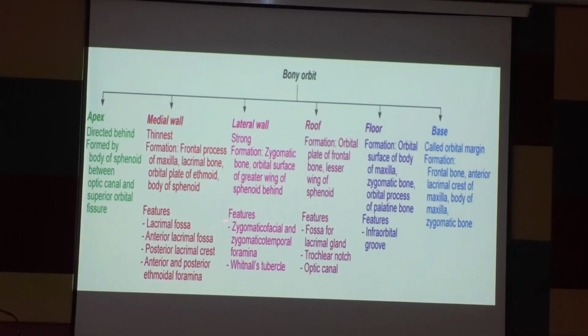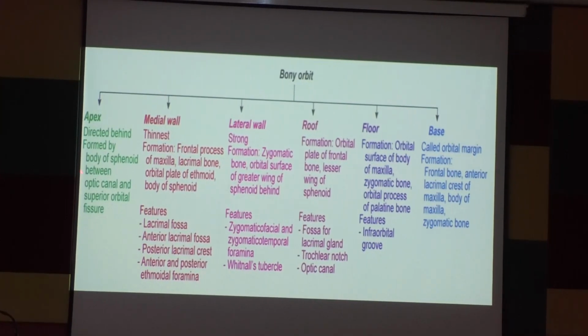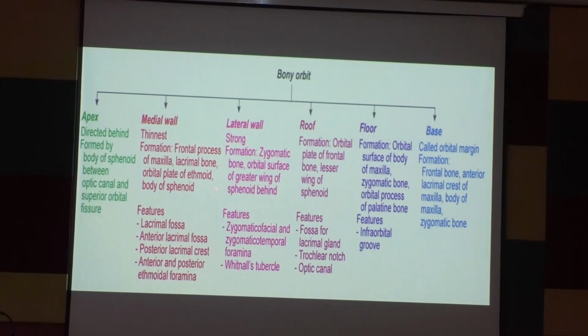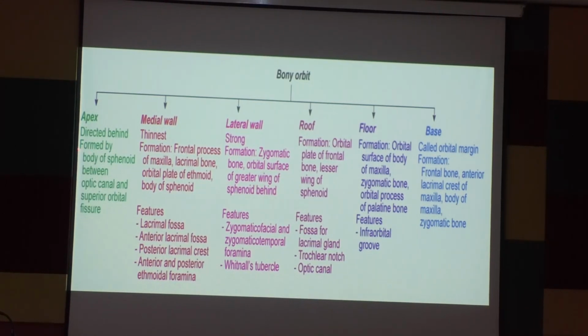These are the different walls formed by different bones. The apex is directed behind, formed by the body of the sphenoid and the bony wall between the optic canal and superior orbital fissure. The medial wall is the thinnest, formed by the frontal process of the maxilla, lacrimal bone, orbital plate of the ethmoid bone, and body of the sphenoid. And this orbital plate of the ethmoid is a very thin plate of bone, known as the lamina papyracea.